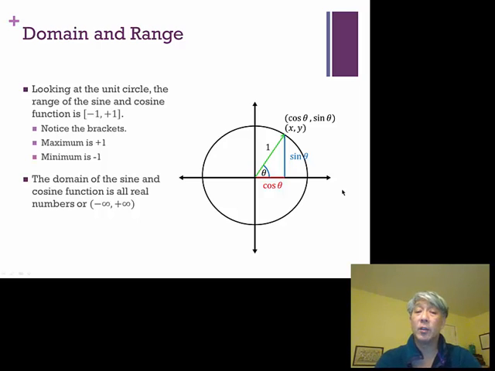Looking at the range and looking at the unit circle, okay, the range of the sine and cosine function is -1 to +1. It can't be any larger than that, okay? They can be anywhere between -1 and +1. Brackets, okay, because -1 and +1 are the possible values. So sometimes we'll talk about the maximum possible value for the sine and cosine being +1, and the minimum possible value being -1. Okay, the domain, however, the domain of the sine and cosine function is all real numbers because I can go around and around that circle as much as I want and end up with something I can take a sine or a cosine of.